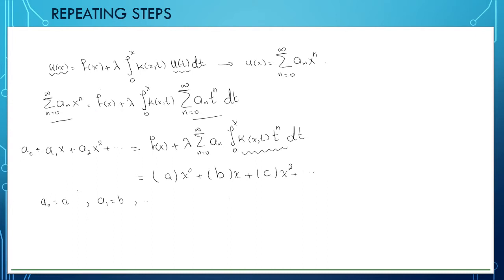So we will rewrite u of x with the known values of the coefficients. So we get u of x equal to A plus Bx plus Cx squared, and so on. That's a very simple way to understand the series solution method. I hope you understand it.